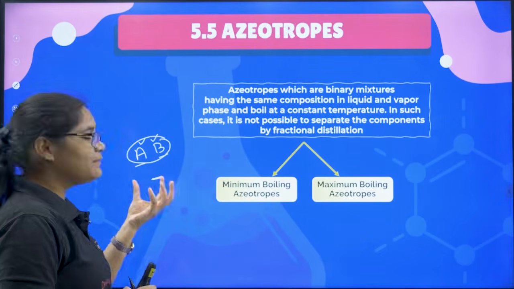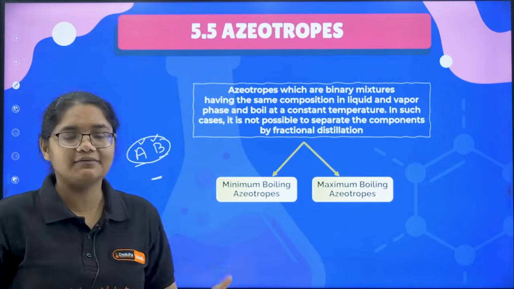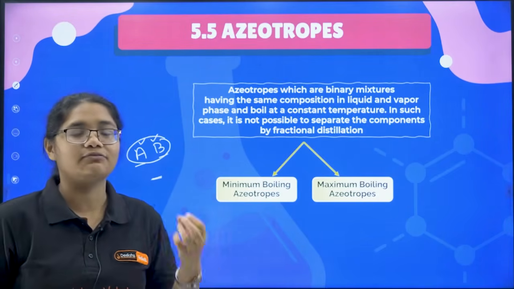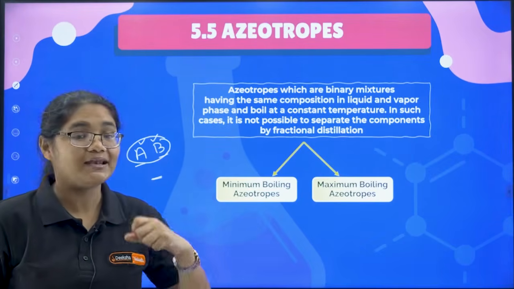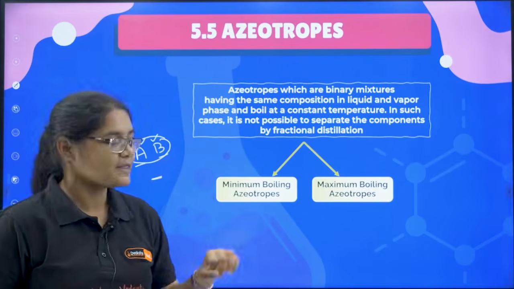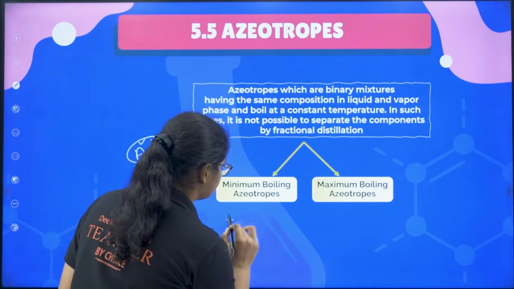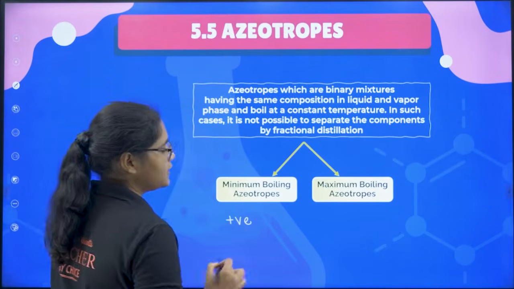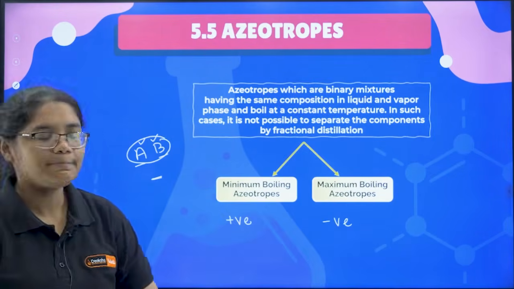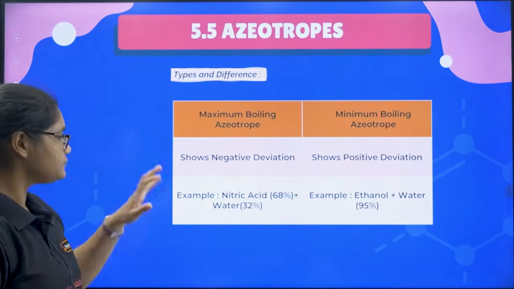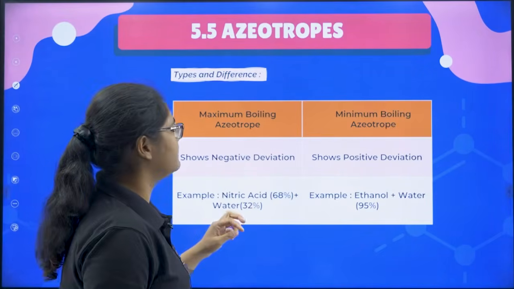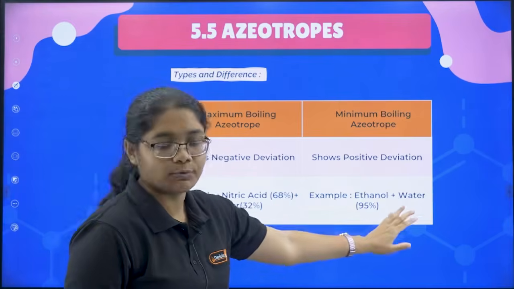And when the attraction between A and B is very weak, they will boil easily. In which type of deviation do we have weak attractions? In positive deviation. So a minimum boiling azeotrope is shown by positive deviation and a maximum boiling azeotrope is shown by negative deviation.